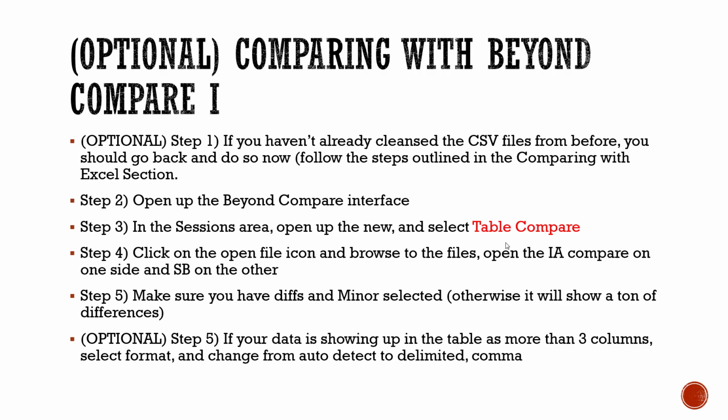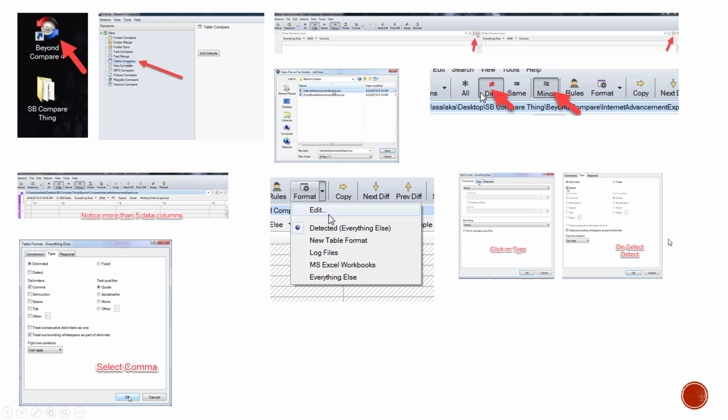You're going to open up Beyond Compare. You're going to do a new table compare. You're going to open these files up. Make sure you have diffs and minor selected. We'll show you what that means. And then if your data is showing up in more than 3 columns, you need to change that from auto detect to delimited comma, and you're going to get a nice result from there.